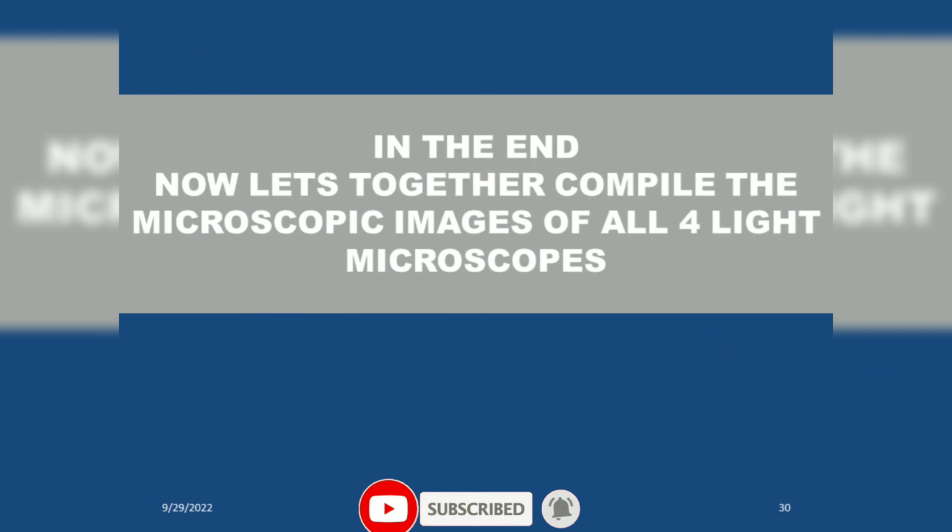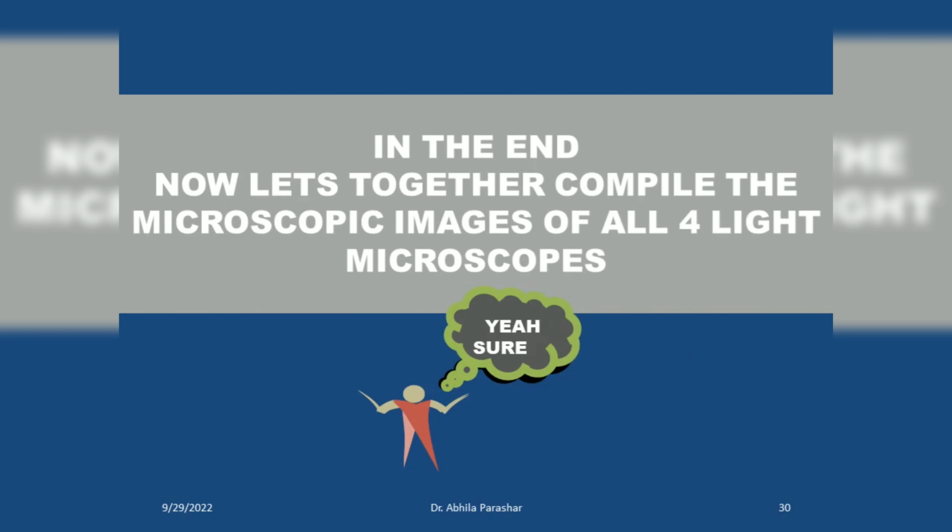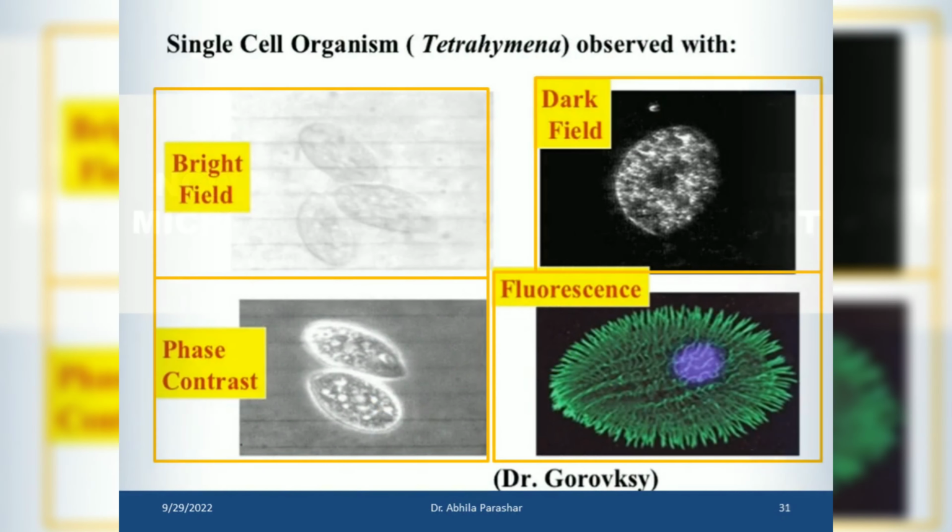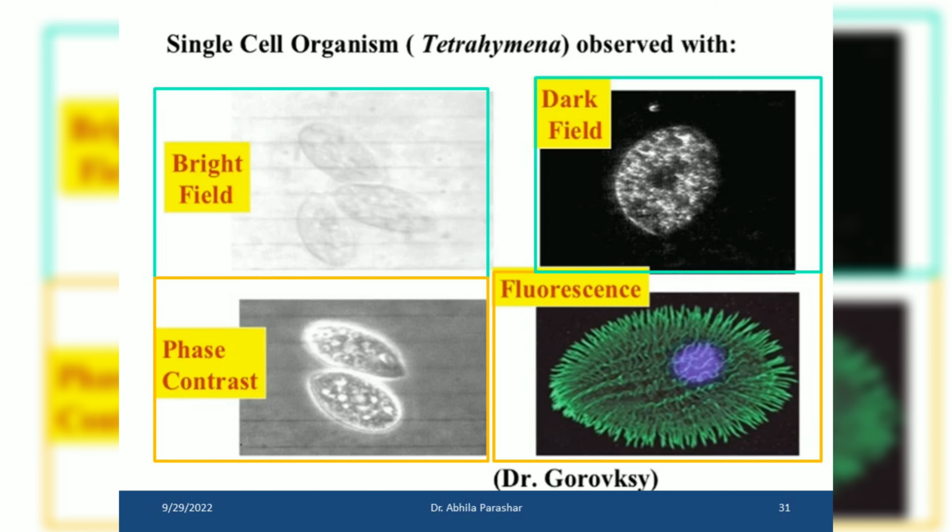In the end, now let's together compile the microscopic images of all 4 light microscopes. So these are the pictures of the bright field microscope, where the background is lighter. In phase contrast microscope, the background is shinier, and in dark field, the background is dark, and fluorescent is color producing.